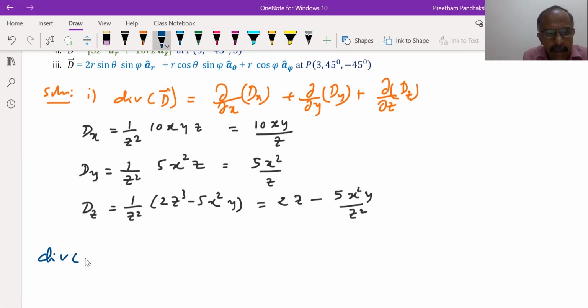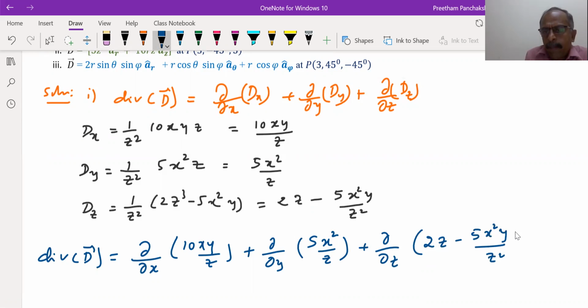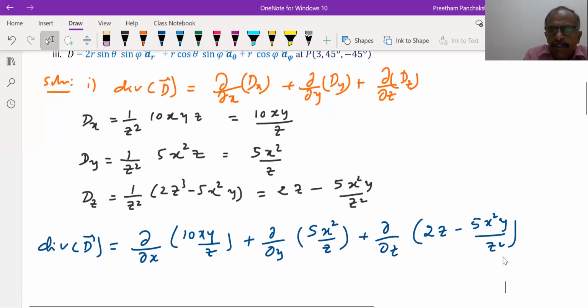Then divergence of D becomes dou by dou x of Dx. So Dx is 10xy by z. Dou by dou y of the y component, that is 5x square by z. The last one is dou by dou z of the z component, 2z minus 5x square y divided by z square. Now we have to carry out these partial differentiations.